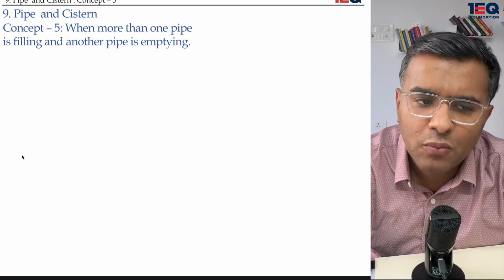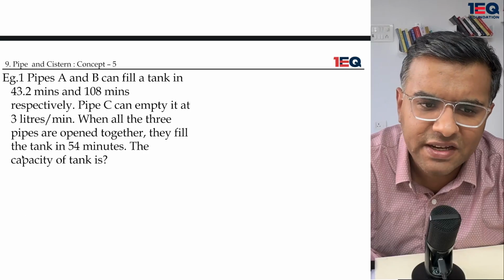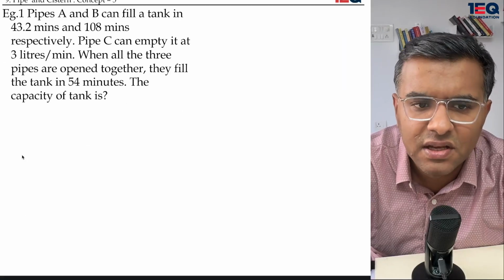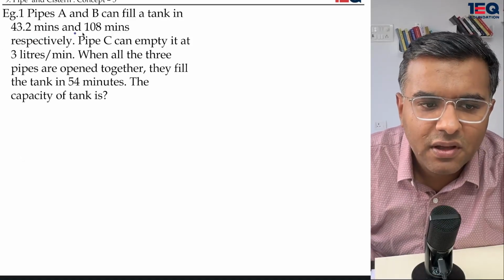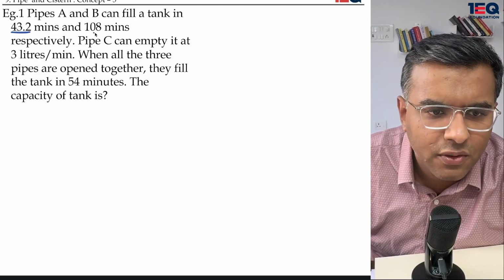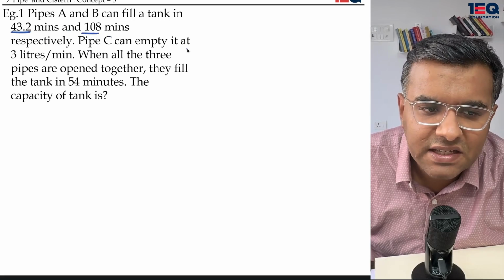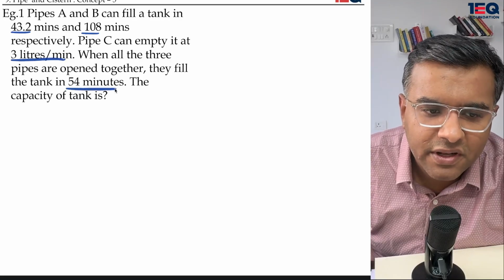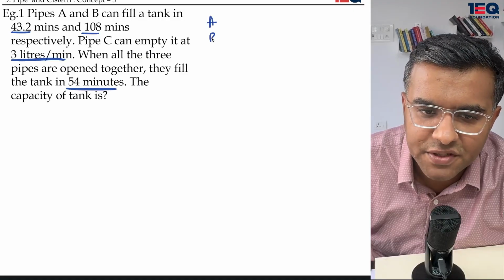Now, when more than one pipe is filling and another is emptying, it is a similar thing. You just need to multiply the number of pipes with the efficiency that they are doing the work with. A and B are filling the tank in 432 and 108, and C is doing it at 3 liters a minute, and all of them are doing it together in 54 minutes. So I'll quickly form this equation.